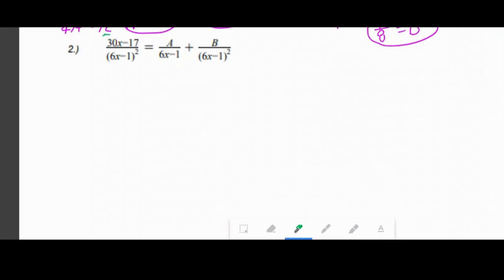No matter which method you're going to use, you're going to first multiply by the LCD. So we look at all of our denominators. We've got a 6x minus 1, 6x minus 1 squared, and another 6x minus 1 squared. So that will be my LCD, which is 6x minus 1 quantity squared. I want to multiply by that so that I can eliminate all of my fractions. My first fraction had 6x minus 1 squared in the denominator, which will cancel out. So all I have left is 30x minus 17.